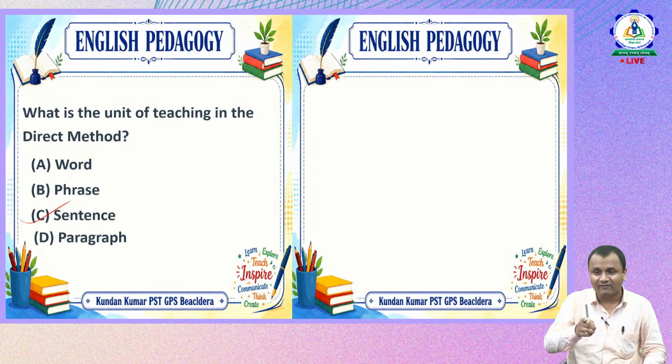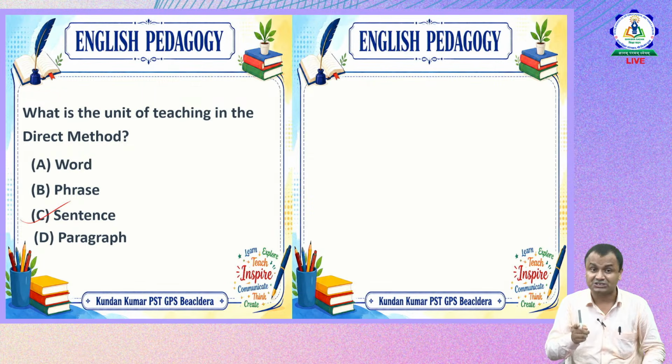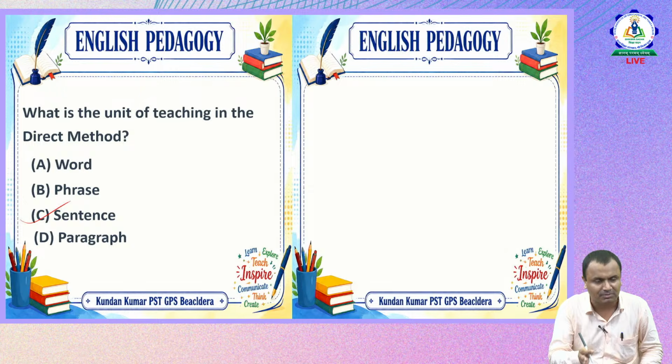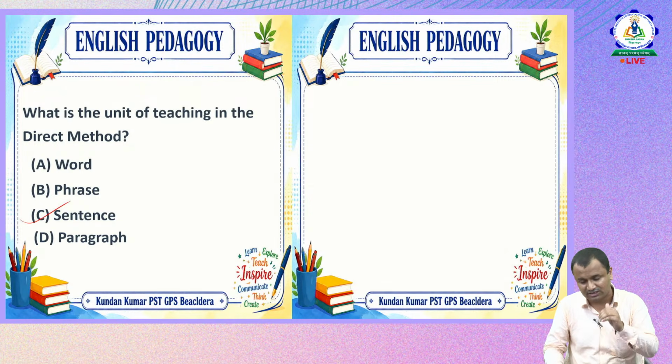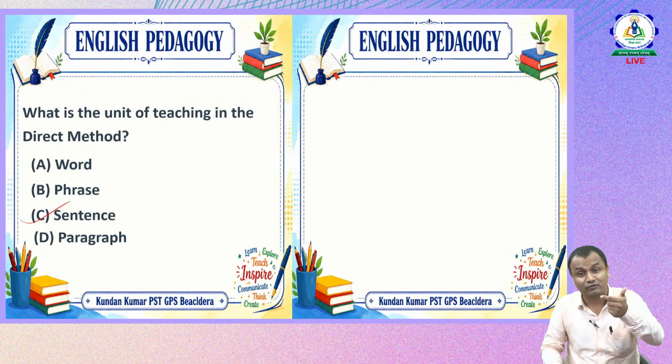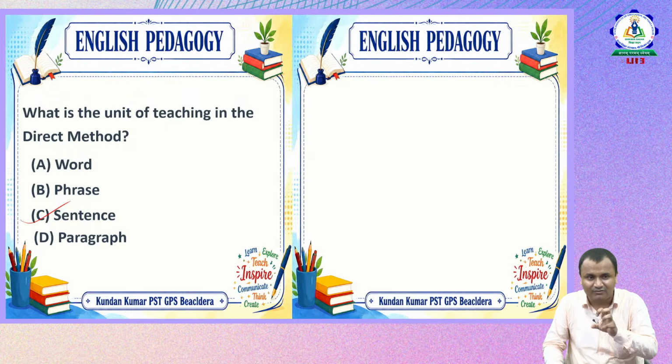What is the unit of teaching while we execute any lesson, any concept through GTM? If you are executing any lesson through the grammar translation method, your unit would be word, because we know that in the grammar translation method, word for word translation is required. But while teaching through the direct method, we focus on sentences. We ask the student to reply in full sentences. We do not accept one word answers. So the unit of the direct method is always sentence.